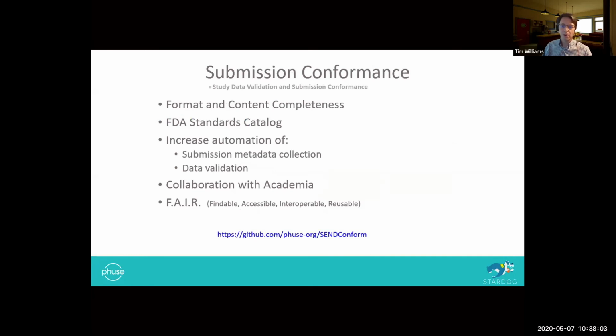The submission conformance part of the project is focused more on the submission process, with the goal of increasing automation and completeness. It will also leverage the data validation component. This is where we will engage with existing expertise in academia. We follow FAIR principles for our project work, with all development freely available at our GitHub repository.